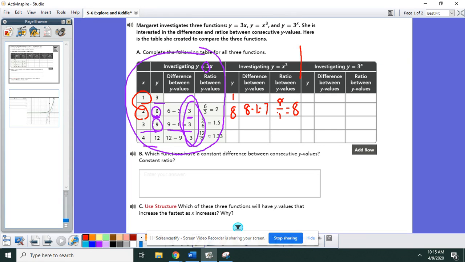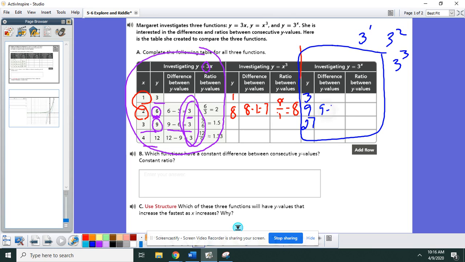On to the third function, we shall have 3 raised to the x power. So 3 raised to the first power is 3. That's 3 raised to the first power. 3 raised to the second power is 9. 3 raised to the third power would be 3 times 3 times 3, which is 27. And again, you'll go through and you'll find those differences, and you're always looking for patterns.